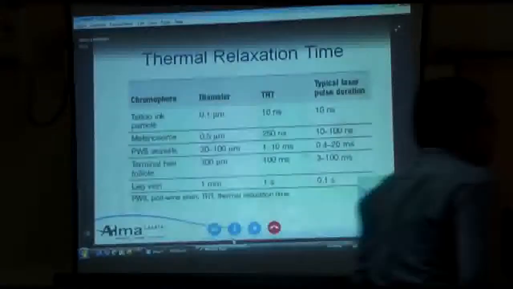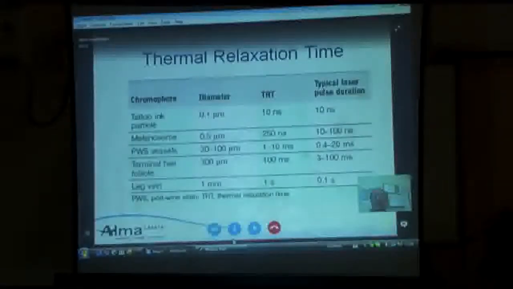These are some thermal relaxation time parameter tables that we can see, looking at the chromophores from the left, such as the tattoo ink particles, which are very small in diameter, and so is the thermal relaxation time, which is about 10 nanoseconds, and the typical laser pulse duration is adapted to the same thermal relaxation time. If you're looking, on the other hand, at much larger structures, such as the terminal hair follicle, which is 300 microns in diameter, we can see that the thermal relaxation time is much greater, 10 times greater or even more, when compared to the tattoo.